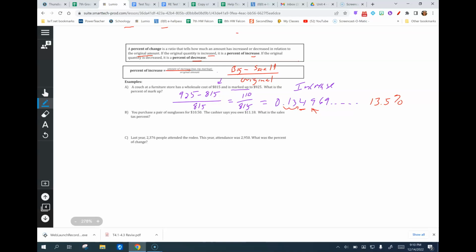Big minus small. Okay, so try this one right here, B. Try it on your own. Go. So you took the largest value minus the smallest, so 1118 minus 1050, divided by the original amount. Okay.